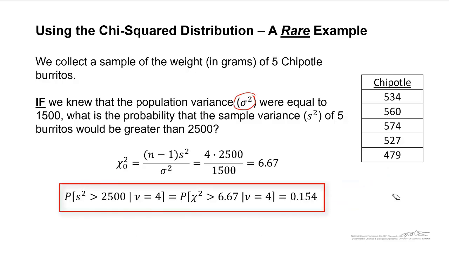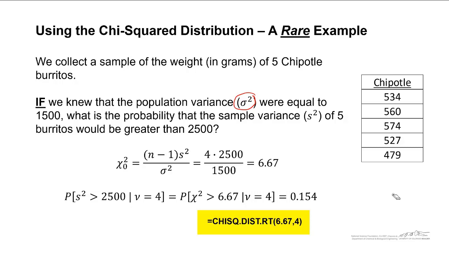And when we do this, the probability that our sample variance is greater than 2,500, given that we have 4 degrees of freedom, we converted this to a chi-squared variable, so that's the same as the probability that our chi-squared variable is greater than 6.67, given 4 degrees of freedom. And when we do that in Excel, in this case I use the chi-squared.dist.rt function, we plug in our 6.67 with 4 degrees of freedom, and we get 0.154.